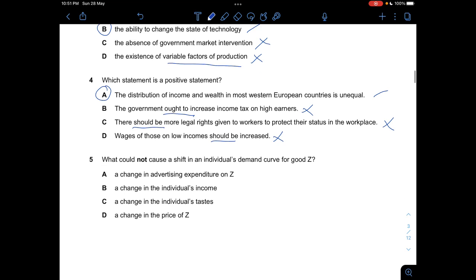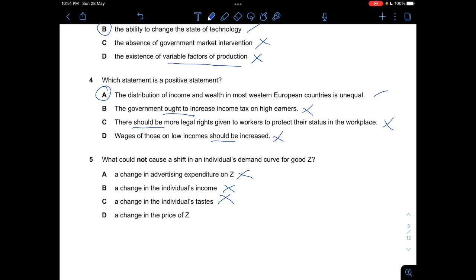And then for question 5, what could not cause a shift in an individual's demand curve for goods? A shift could be a shift to the left or a shift to the right. So A, it says a change in advertising expenditure. This could probably increase demand, so it will shift to the right. B, it says a change in individual's income, which will also shift the demand curve. And then C, it says a change in individual's taste, which could also shift the demand curve.